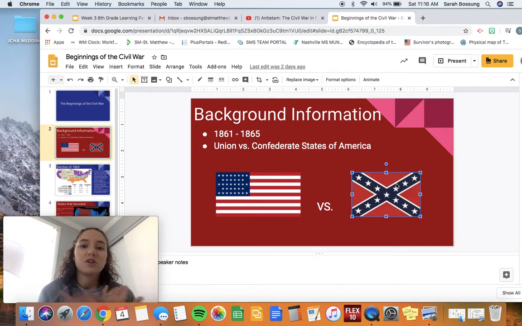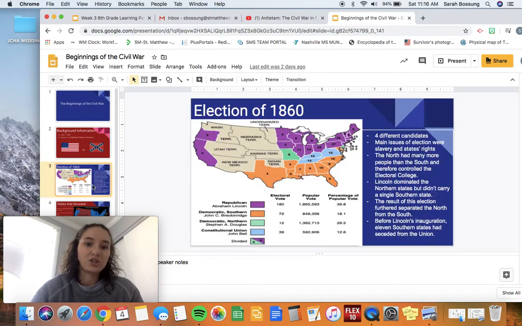So we have the Union versus the Confederates. Those are the two parties that will be fighting. Yes, it's Americans versus Americans. That's why it's a civil war. It's a war within a country.